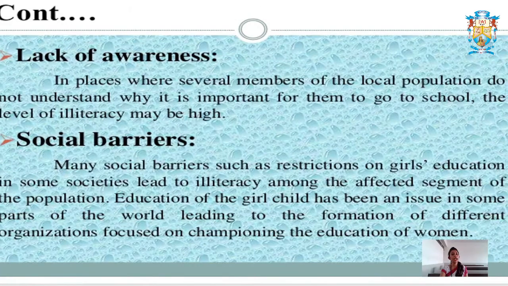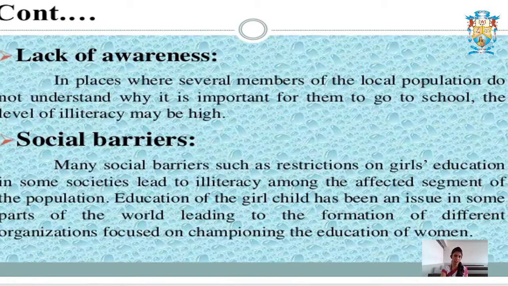Next is lack of awareness. In places where several members of the local population do not understand why it is important for them to go to school, the level of illiteracy may be high. In remote places they are not aware of the value of education, and nobody is giving them awareness of education. So the lack of awareness in many places might be one cause of illiteracy.